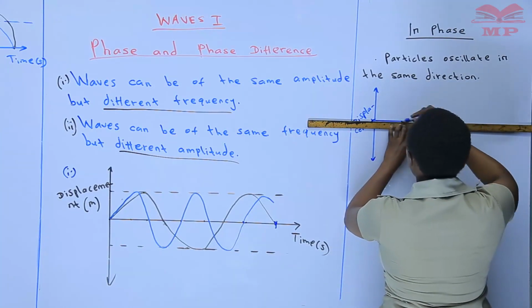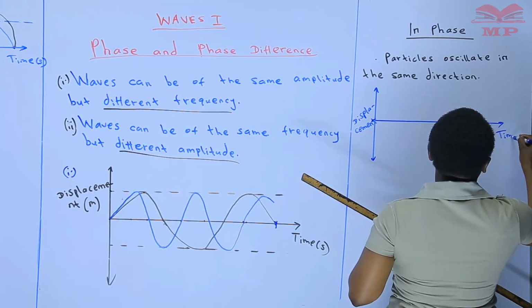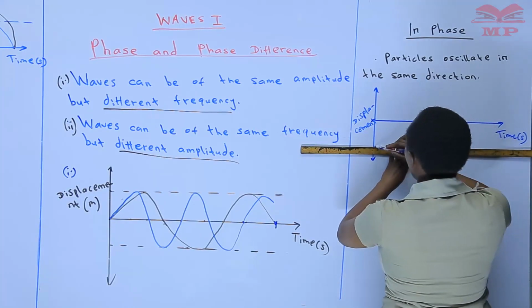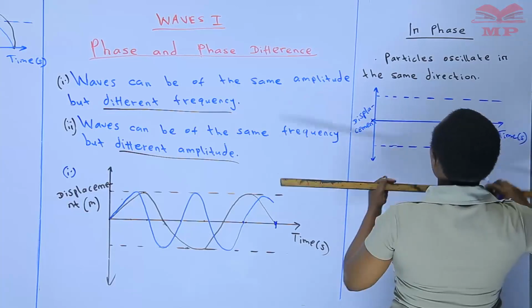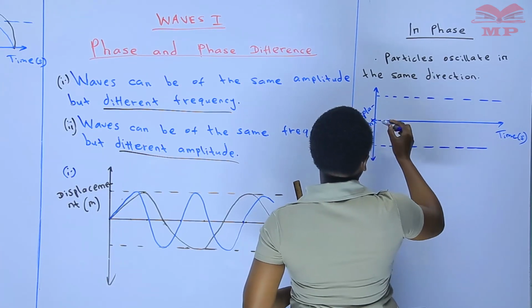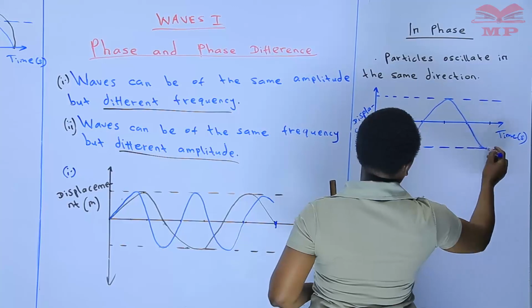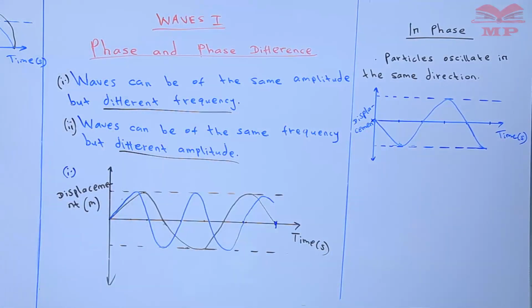Against time. So if we have our wave, this is what we are going to have. We can even start it from here. So we can have our wave as that, and we can say that the particles are oscillating in phase.